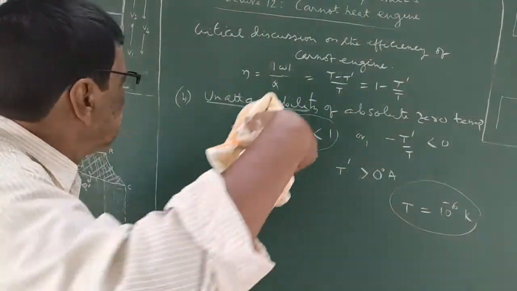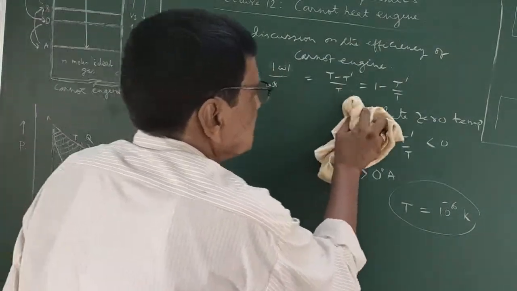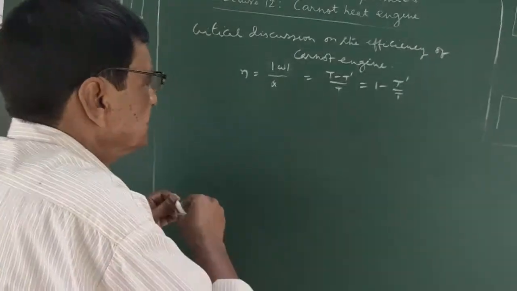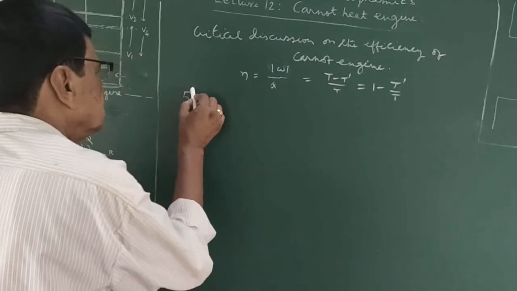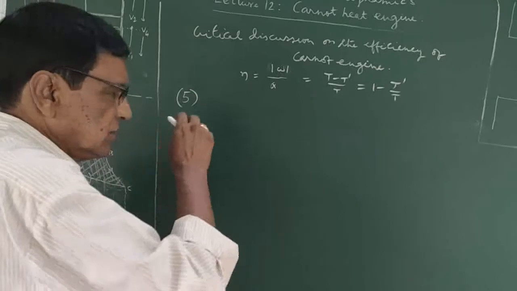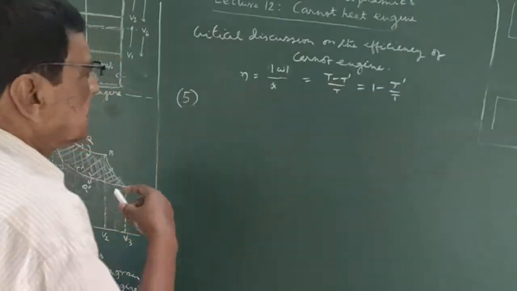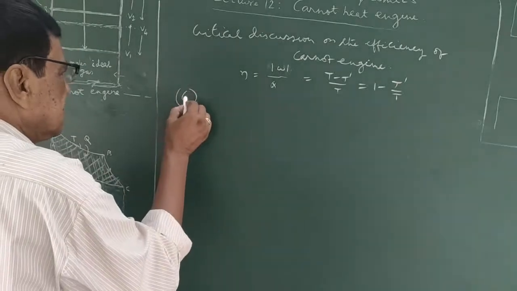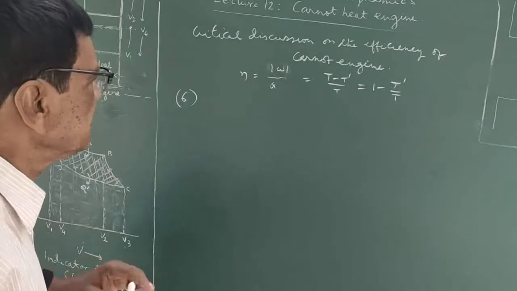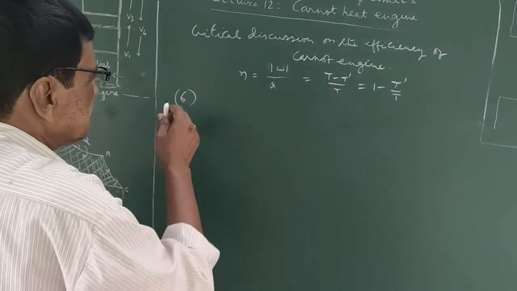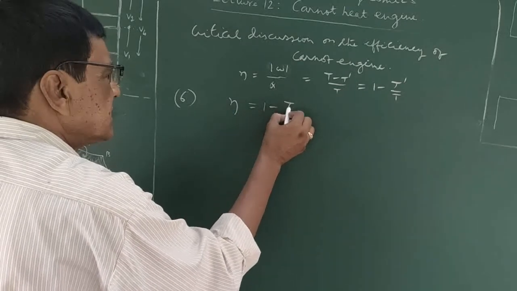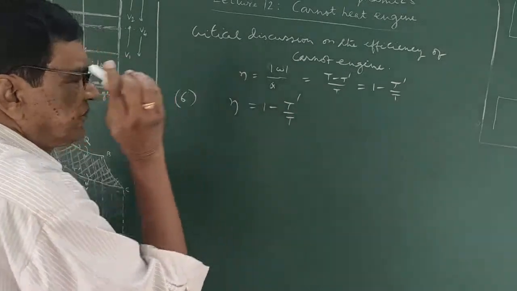And the fifth one, sixth one. Unattainability of absolute 0, this is the fifth comment, this is the sixth comment. And in this case the efficiency is equal to 1 minus T dash divided by T.